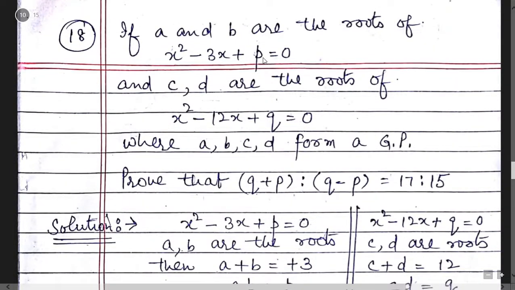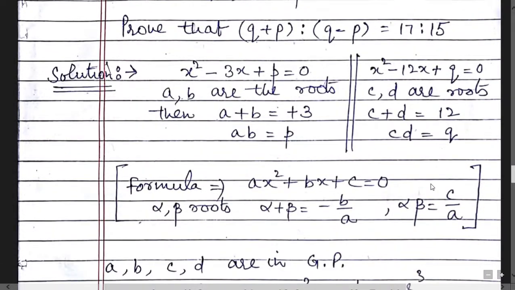Question number 18. If A and B are the roots of this equation, and C, D are the roots of the equation x square minus 12x plus q, where A, B, C, D are in GP. Prove that q plus p ratio q minus p is 17 ratio 15.